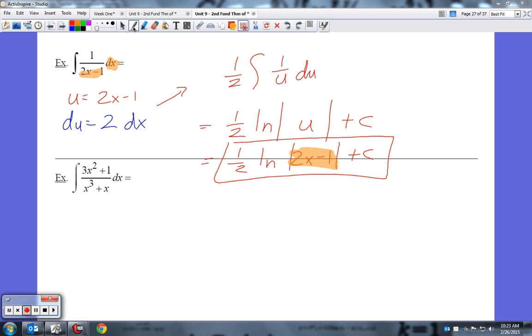Yes, but that 1/2, can you move that and make it the square root? Perfect. Natural log of 2x minus 1, like the square root, if you will, like 1/2 written there, or the square root written like this, plus c.